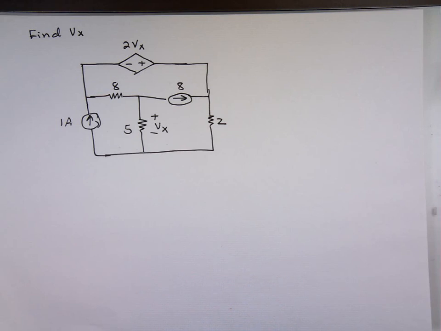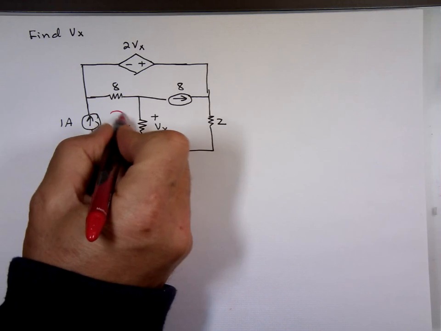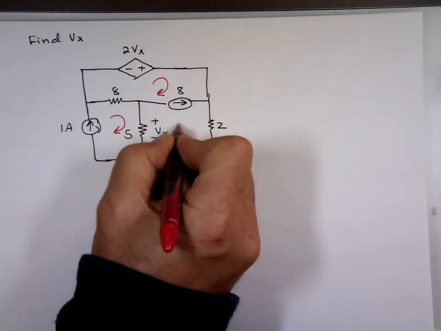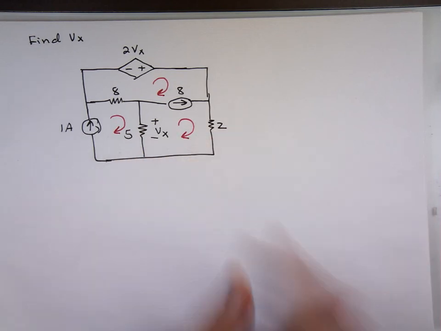Again, anytime I see current sources, I get excited, go super mesh, because there goes an equation. There's a current. There's a current. There's a current. 3 of them.